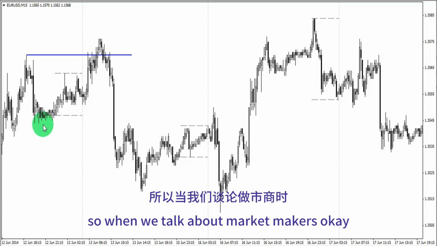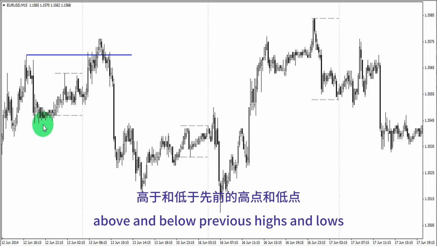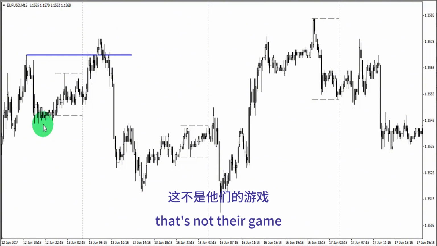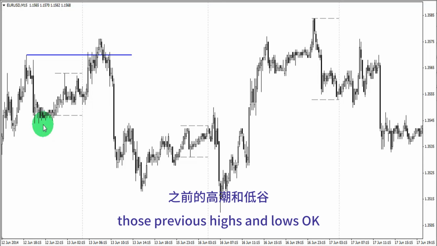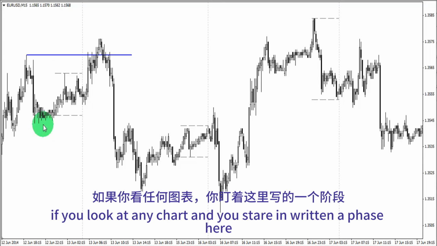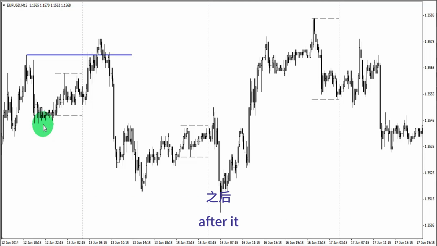So when we talk about market makers, these guys are not putting stop loss orders above and below previous highs and lows. That's not their game. Their game is to take the stops that are resting above and below those previous highs and lows. That's why if you look at any chart, previous highs and lows are getting taken out and then price goes the other way.